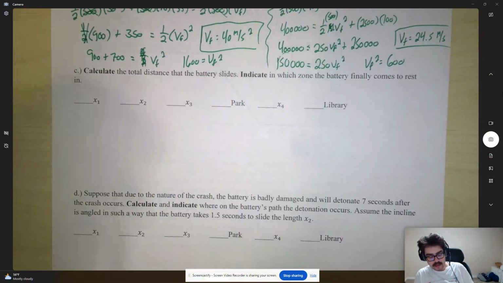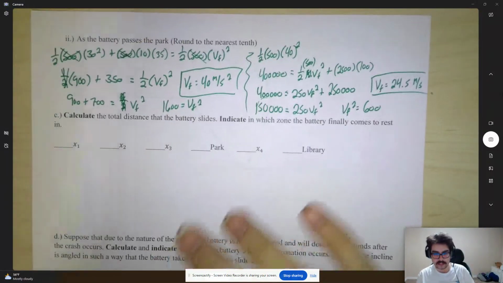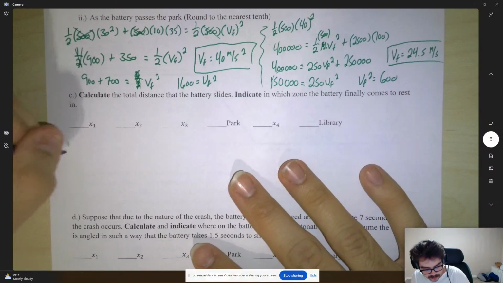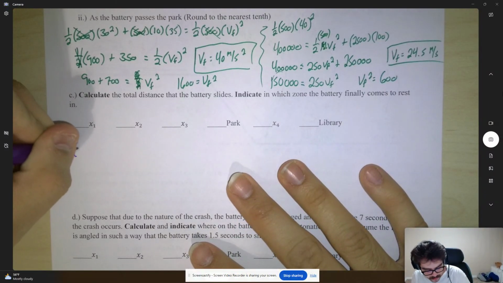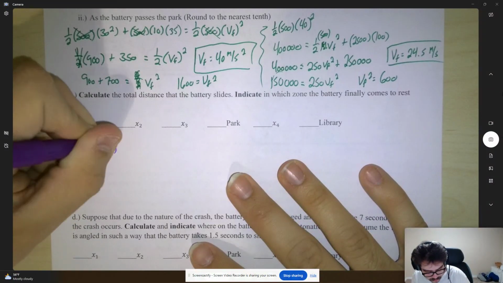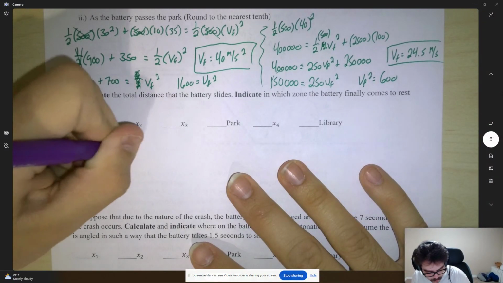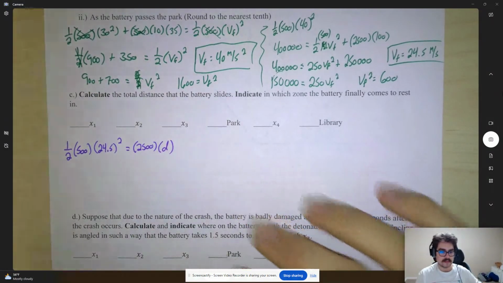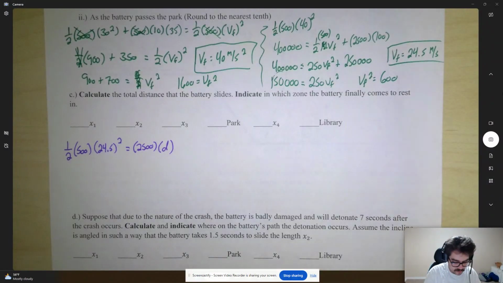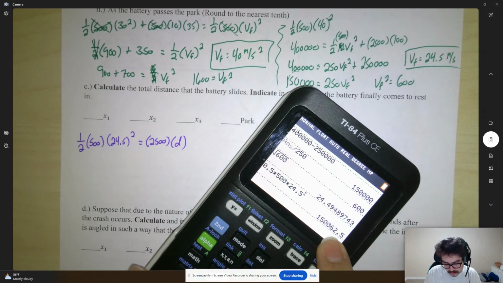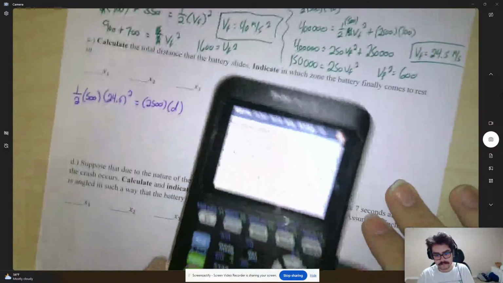How do I find the total distance the battery slides? I actually just need to figure out that from this point, how long does it take to stop, or where is it going to stop? Where's all the energy going to be dissipated? So it'll be 1/2 times 500 times 24.5 squared equals 2,500 times distance. And I need to figure out that distance. 0.5 times 500 times 24.5 squared gives me this weird looking number.